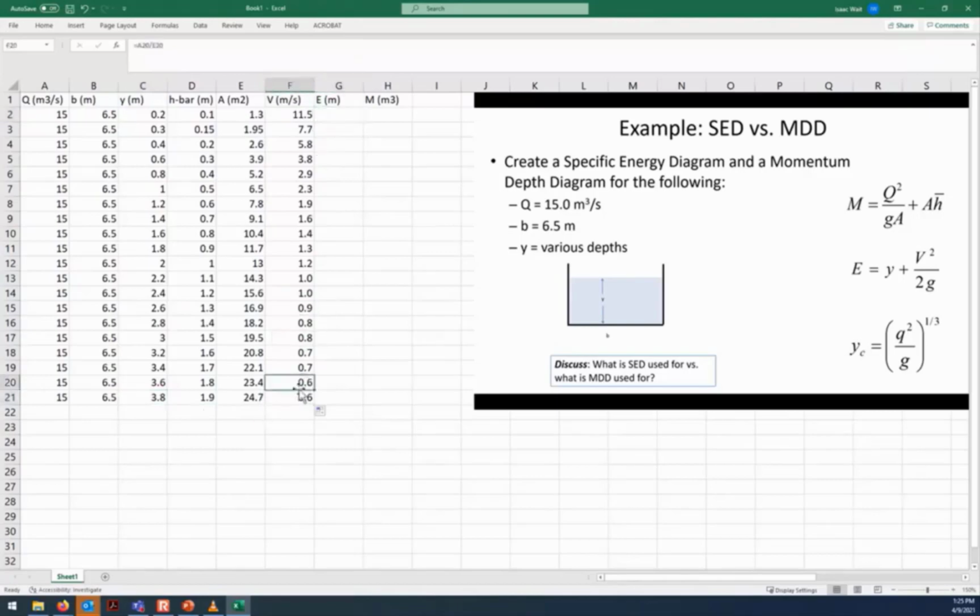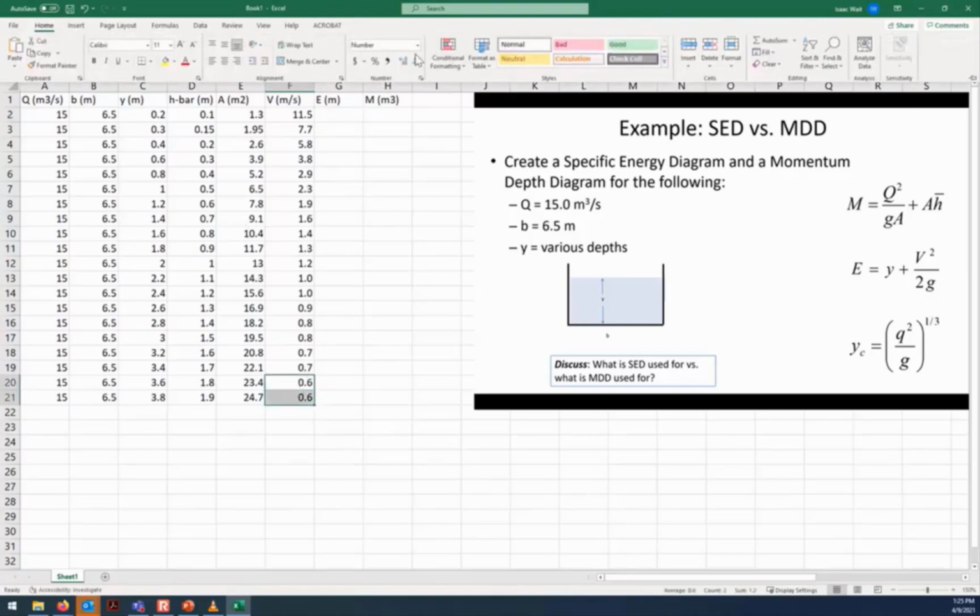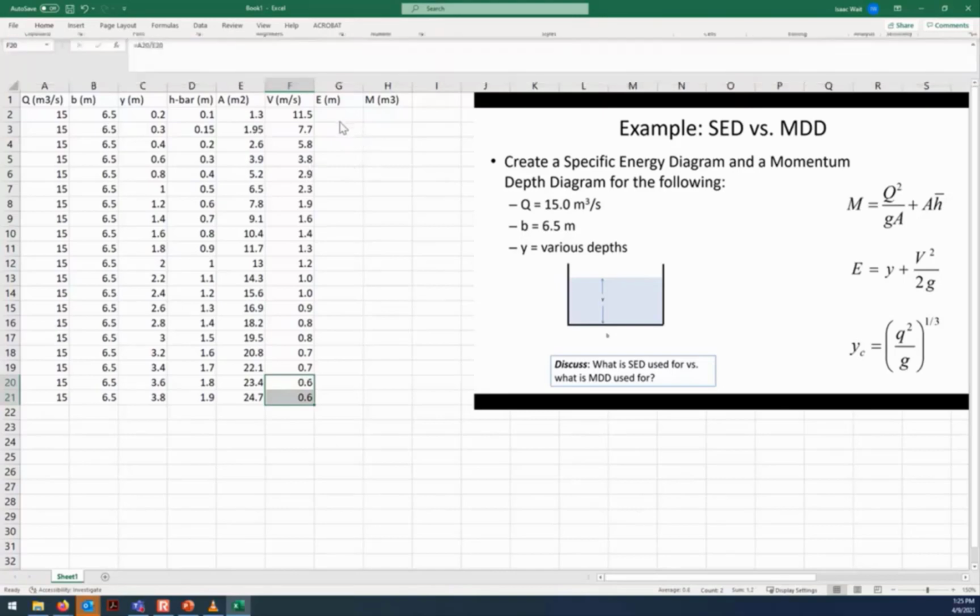Okay, so this isn't actually the same 0.6. If I expand it, just to re-emphasize this point, the precision is still there even if it isn't being displayed at any given moment.